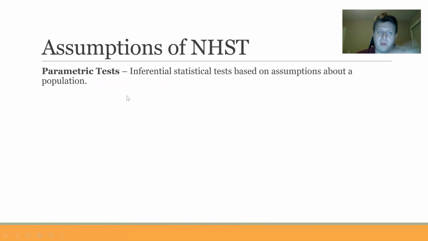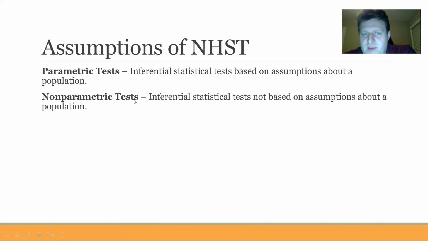So we've got parametric tests. Parametric tests have specific assumptions about the population. And let's say that those assumptions are not met, or maybe we don't want a parametric test. Well, there are non-parametric tests. These are tests that we can use in case the assumptions for a parametric test are not met.